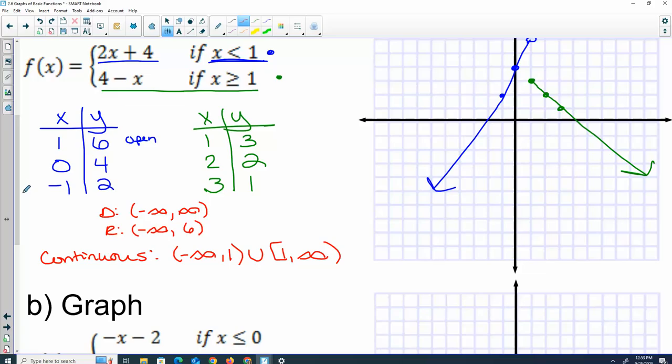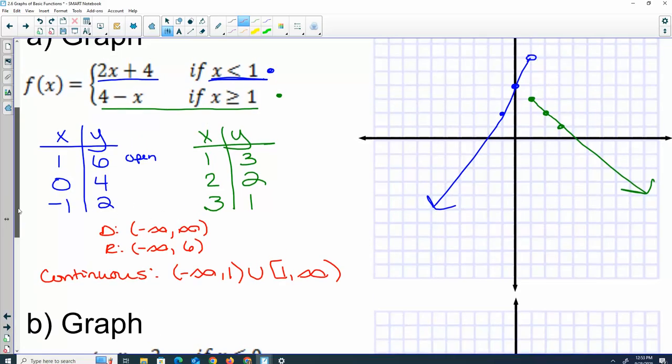Any questions on that one? How is that considered continuous? You're telling me where on the graph it's continuous, the intervals that are continuous. So I can go from -infinity to 1 without picking up my pencil. And then I can go from 1. No, it's okay. Any other questions?